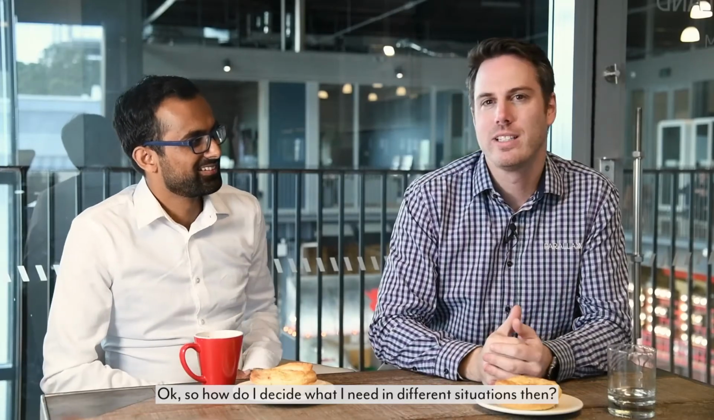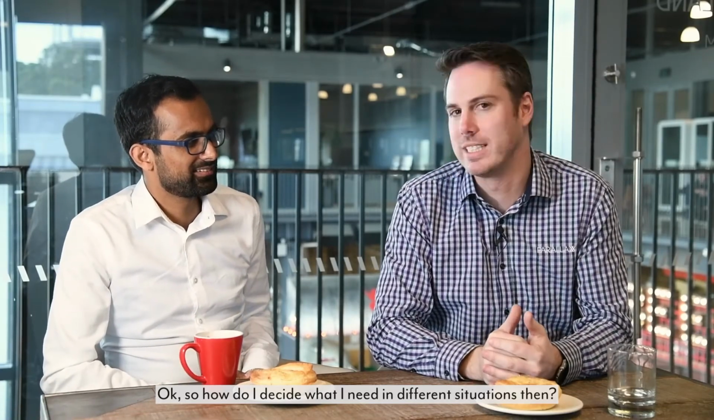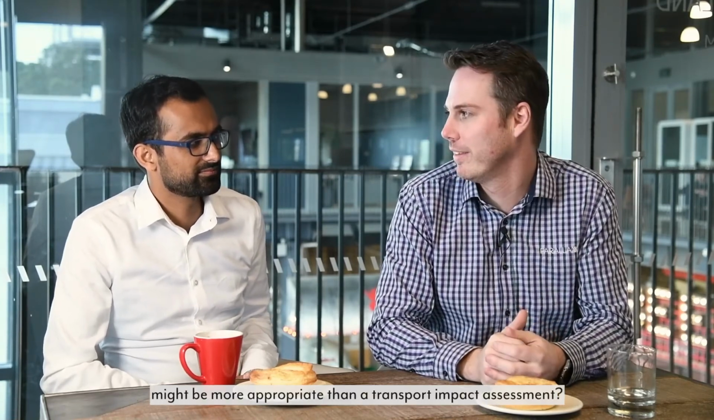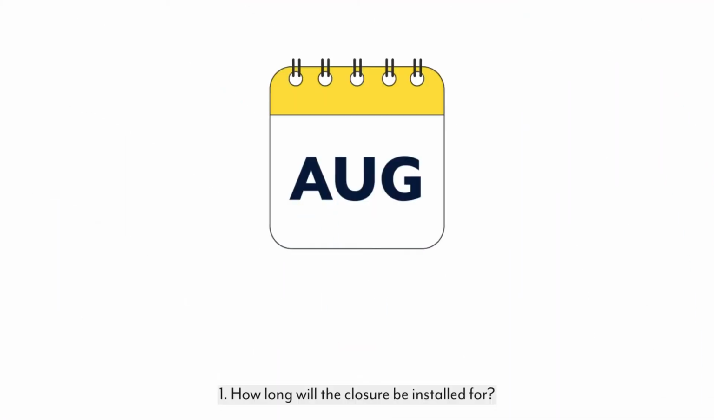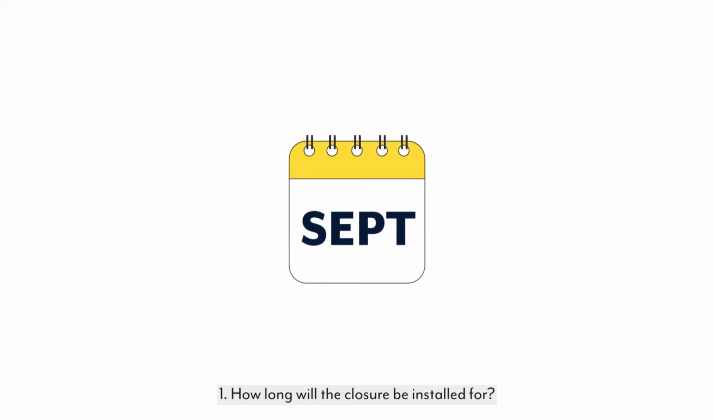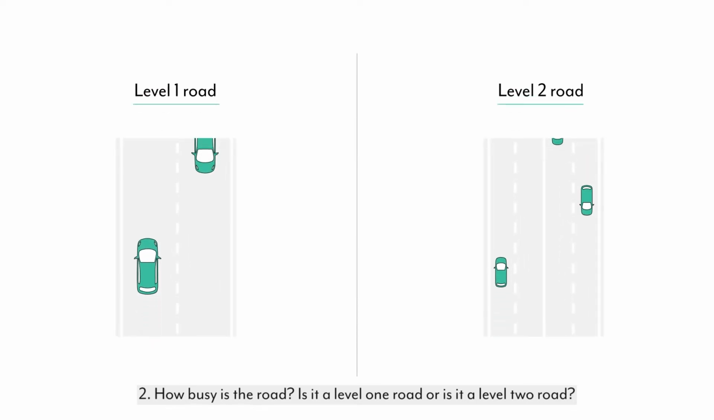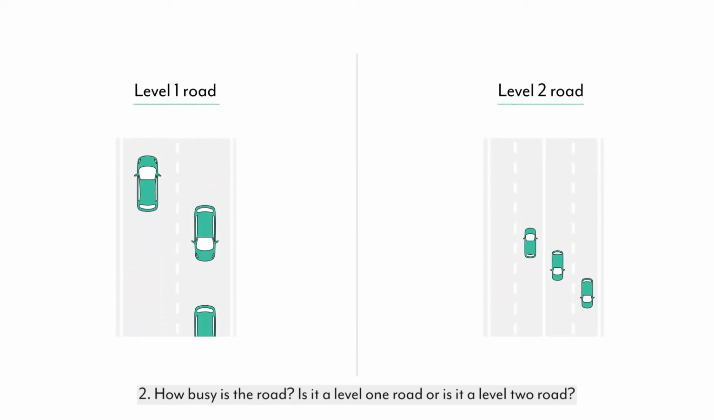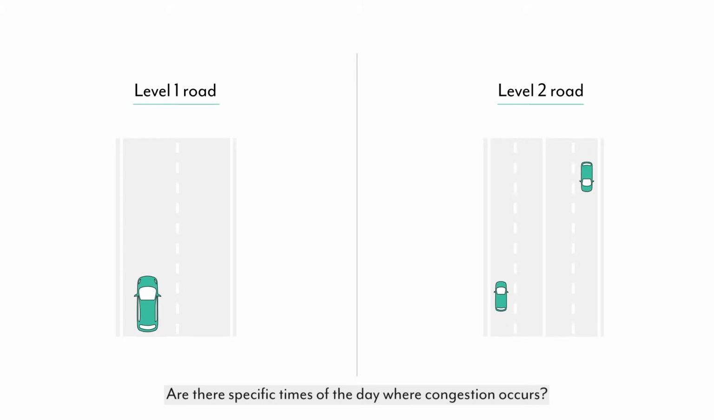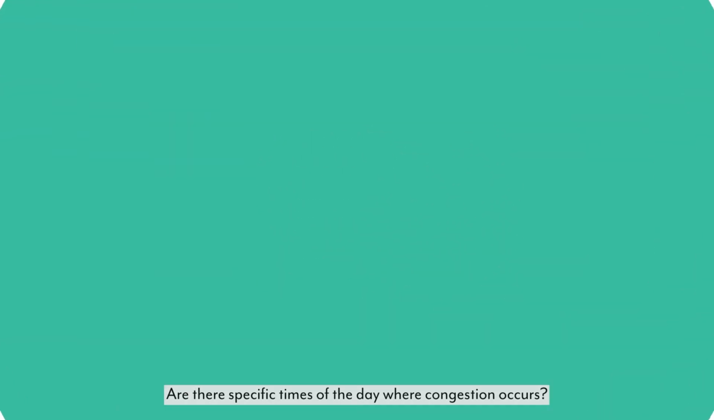Okay, so how do I decide what I need in different situations then? Can you give me a bit of guidance on when a traffic assessment might be more appropriate than a TIA? Normally, I ask myself the following questions. 1. How long will the closure be installed for? Is the closure long-term or discrete? 2. How busy is the road? Is it a level 1 road or is it a level 2 road? Are there specific times of the day where congestion occurs?